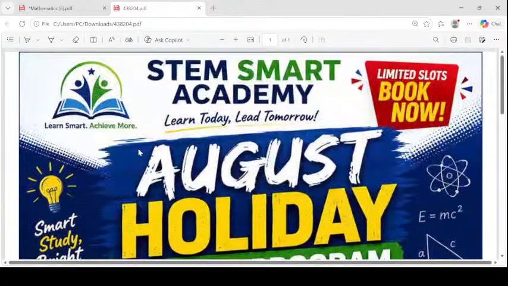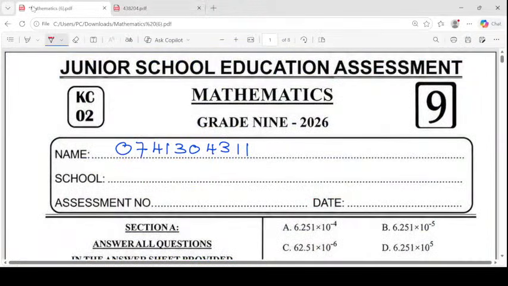Let us have a look at the paper. We'll discuss both the section A and the section B part of it. So learners, allow me to go to question number 1 of this paper now.